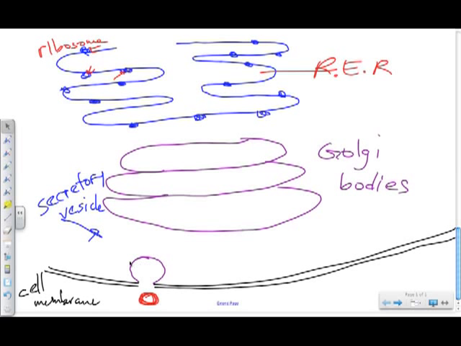Now this secretory vesicle is going to become a part of this membrane. Of course, it doesn't change color, but it's just to show you that part of the membrane from the Golgi bodies, or part of the membrane from the secretory vesicle, fuses itself with the cell membrane. And this is pretty much a typical exocytosis that actually occurs within our cells.